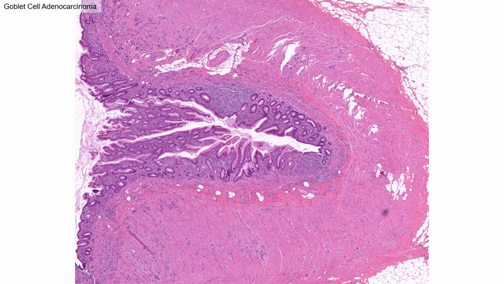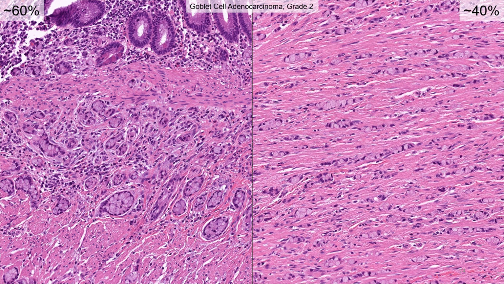Here we have another example of goblet cell adenocarcinoma. This time it looks like we're looking at a bisected appendiceal tip rather than a cross section, but we can again see these little nests infiltrating the wall of the appendix. At higher magnification, this had a couple of different patterns. We have our typical low-grade pattern on the left, which comprised about 60% of the tumor. But then we have these single infiltrating cells, which resemble signet ring cells, that comprised about 40% of the tumor. So based upon the criteria, this was called goblet cell adenocarcinoma grade 2.